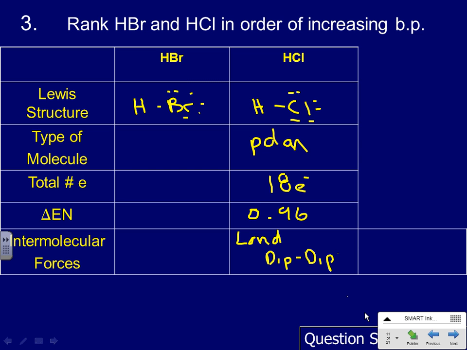Have we done an HBr delta En? What do you got? Where is it? Oh, it's at the top of the page, of course. 0.76. 0.76 polar, London and dipole. Total number of electrons 36. 36 electrons. And which one do you think has the lowest boiling point?